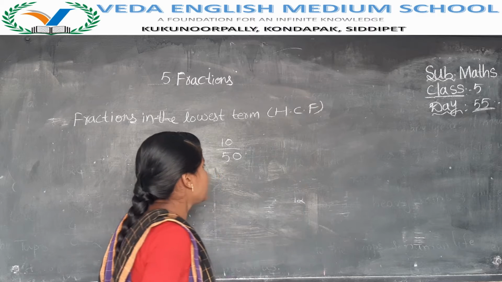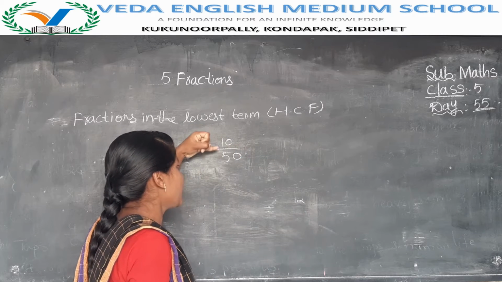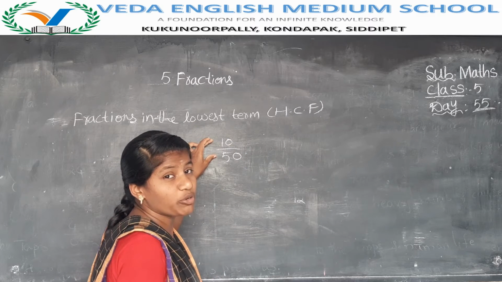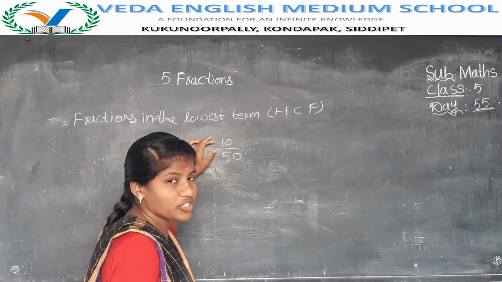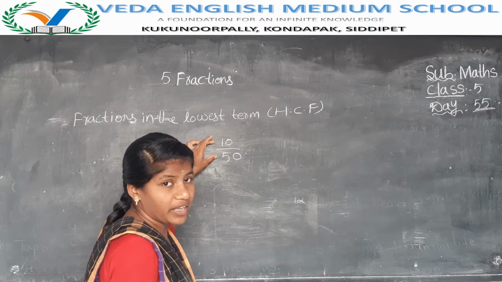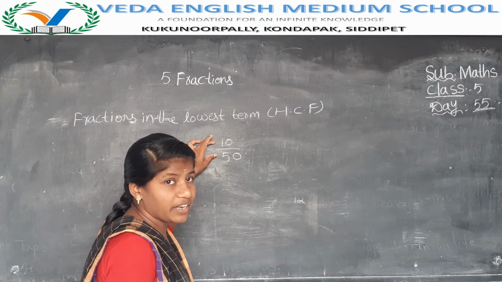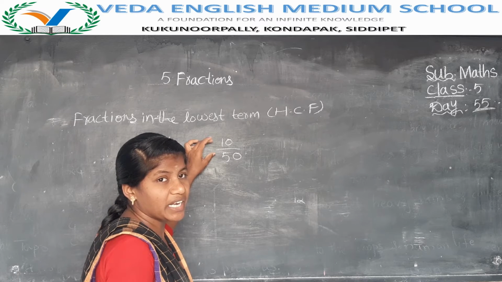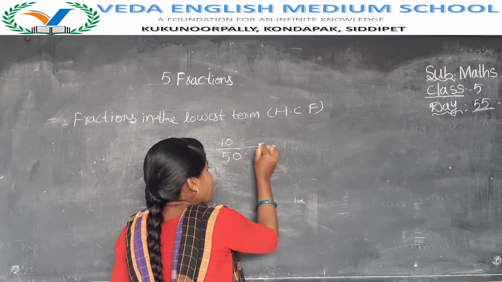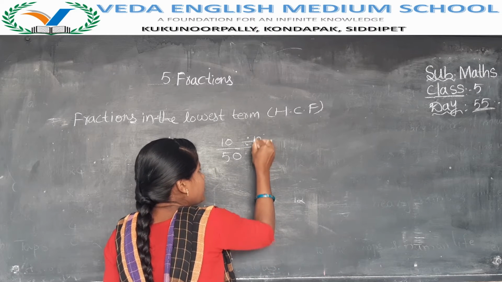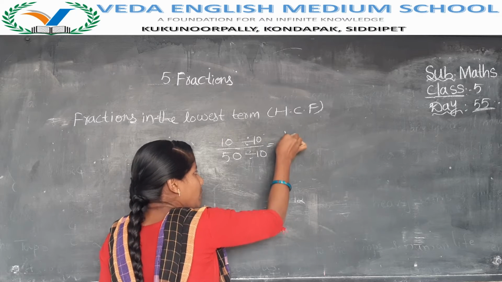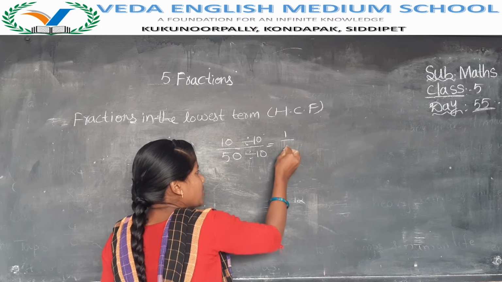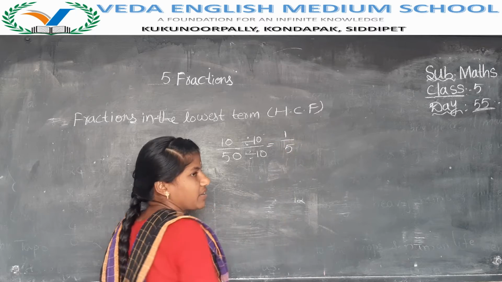Now both the numbers, both numerator and denominator, are divisible by which table? That means what is the highest common factor of these 10 and 50? 10 and 50 both are divisible by 10 directly. If we take the 10 table, in the 10 table 10 is divisible, that is 1 time. In the 10 table 50 is divisible, that is 5 times, that is 1 by 5.